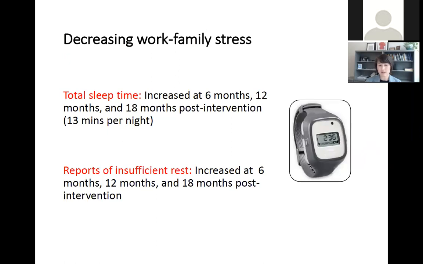We also got some reports of sleep quality. So people reported that they had insufficient rest less often, and this was also the case at 6 months, 12 months, and 18 months. Now I have a picture of a watch here on the page because we collected both self-report sleep and actigraphic or objective sleep. So this is an actigraph. It's a wristwatch-like device. It's similar to a Fitbit. It's just much better validated, research grade, and what it does is it uses physical activity and an algorithm to derive estimates of wake and sleep, so we can get an objective report of sleep that's not as biased as some of the self-reports.